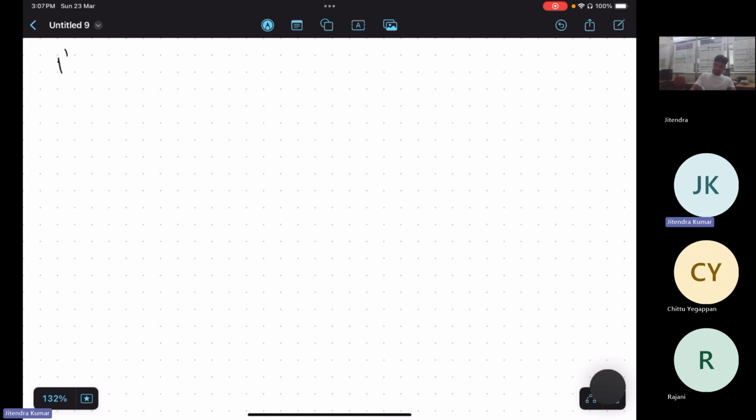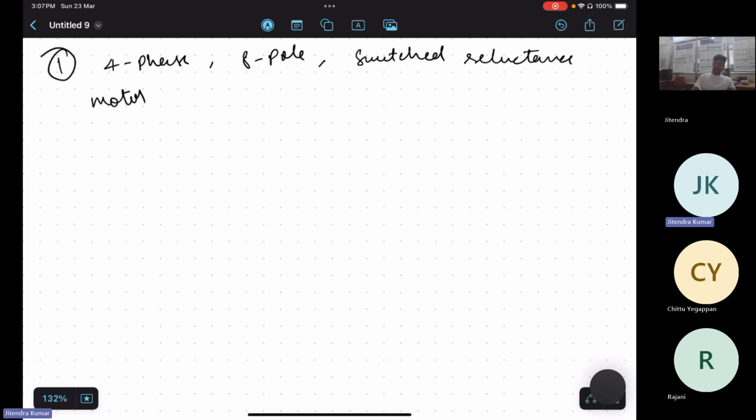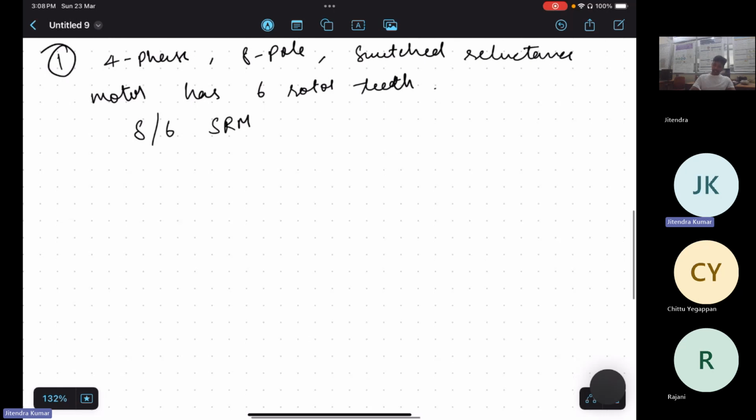So, the first problem is a four-phase, eight-pole switched reluctance motor has six rotor teeth. Basically, it is 8 by 6 SRM, 8 stator teeth and 6 rotor teeth. So, we need to find the step angle for the speed of 1000 RPM.